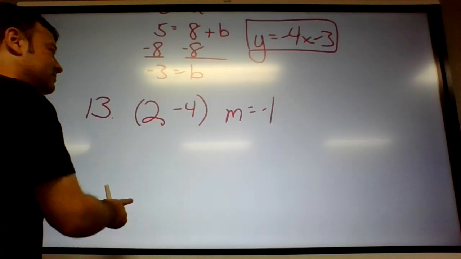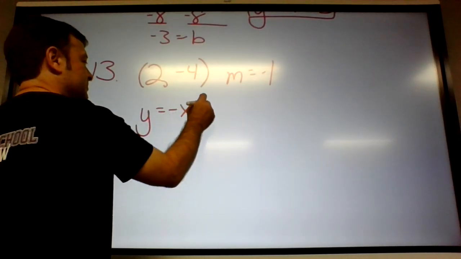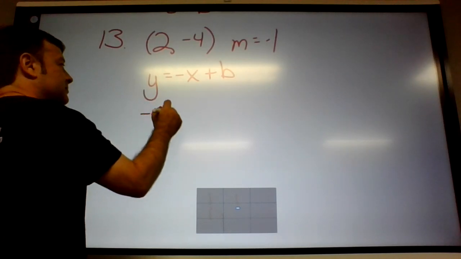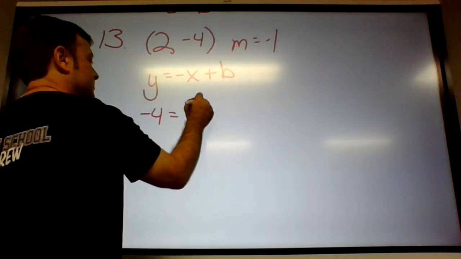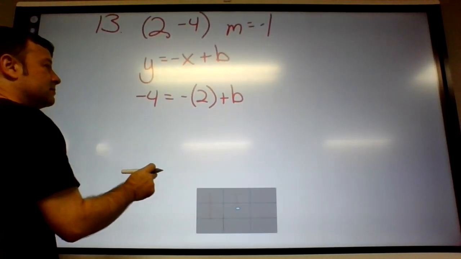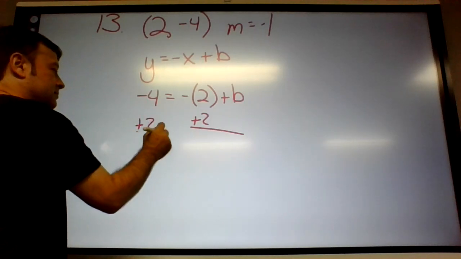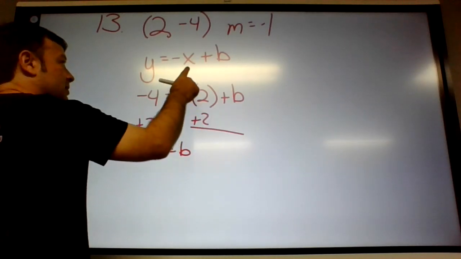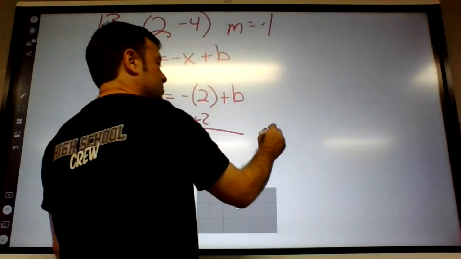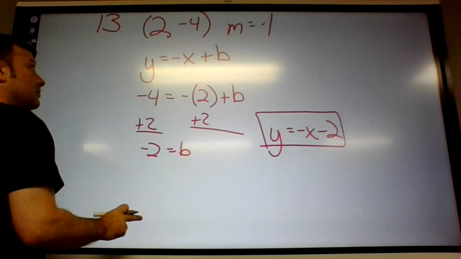Alright, so y equals negative 1x plus b, so negative 4 equals negative 1 times 2, plus b, so then you add 2 after that. b equals negative 2. Okay, so it's y equals negative x, or negative 1x, minus 2.